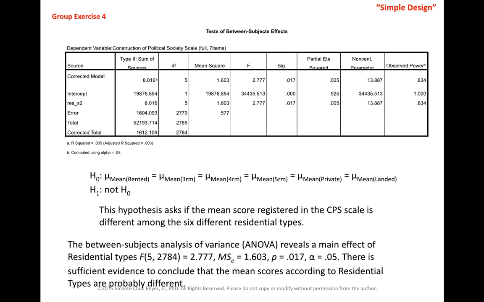Well, again, the between subjects analysis of variance reveals a main effect of residential types. The F value is 2.777. Degrees of freedom is 5. The total respondents was 2784. The mean square error is 1.603. The p-value is 0.017, which is below the alpha of 0.05. There is sufficient evidence to conclude that the mean scores, according to residential types, are probably different.